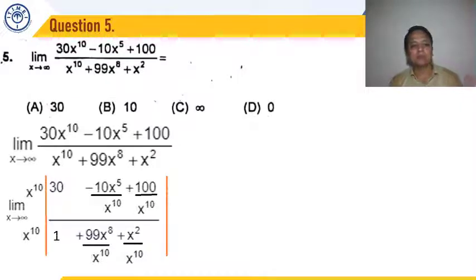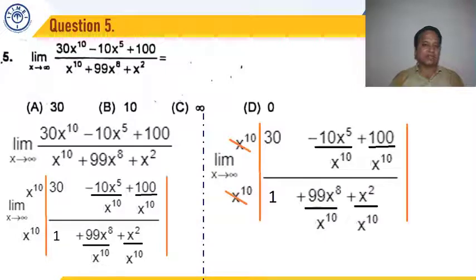So the expression becomes like this: x to the power 10 taken common from the numerator as well as from the denominator. Now x to the power 10 will cancel out and x tends to infinity. Now 1 upon infinity is 0, tending to 0. So we get 30 upon 1, the coefficient of the highest power in the numerator upon the coefficient of the highest power in the denominator. That was rule number 4 which we have just learned.